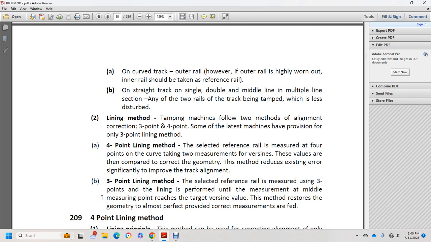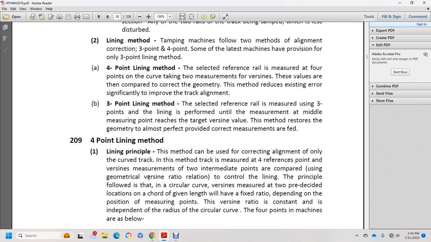3-point lining method. A reference rail is selected with a measure for the 3 points, and lifting and lining are performed with the measurement of the middle measurement reach for the target versine value. The method restores the geometry to almost perfect, provided the correct measurement is given as a feed. 4-point lining method.